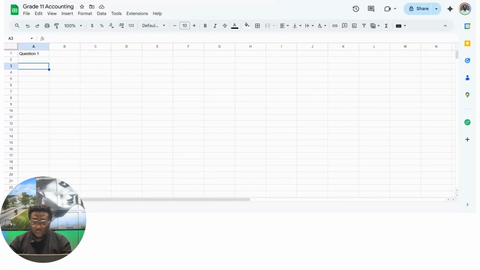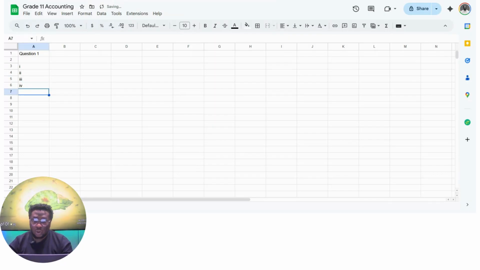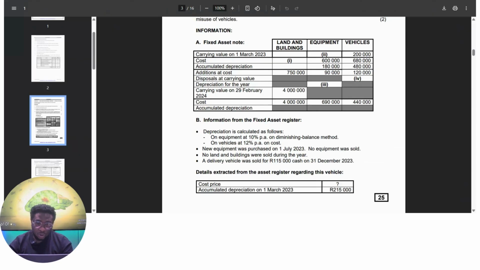All right, cool. So let's start then working out. We're looking for number one, number two, number three, and then number four. Okay, cool. So number one is looking for the cost of land and buildings at the start of the year. So let's see. We're given this information, and I want us to just quickly look at the information below, and then after that we will move on to answer those questions.